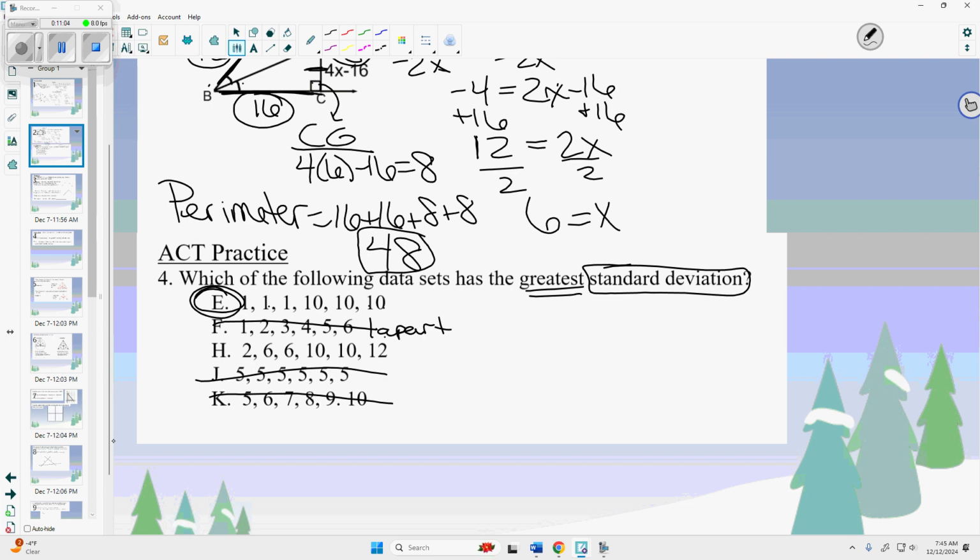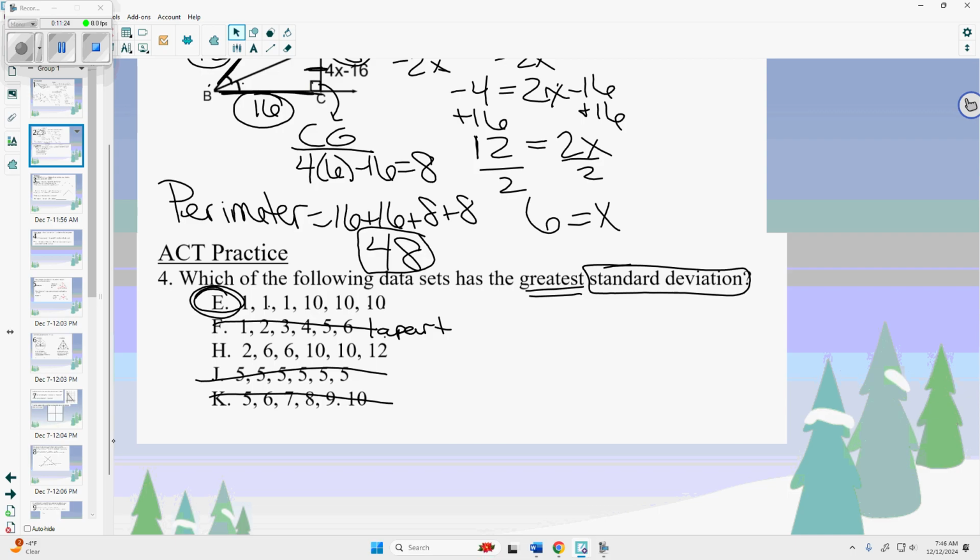Okay, so again, when it becomes a reading test, sometimes you have to take your regular common knowledge of words and kind of say how they would work with math. Deviating from something is change from it. So I want to know the biggest change in my numbers.